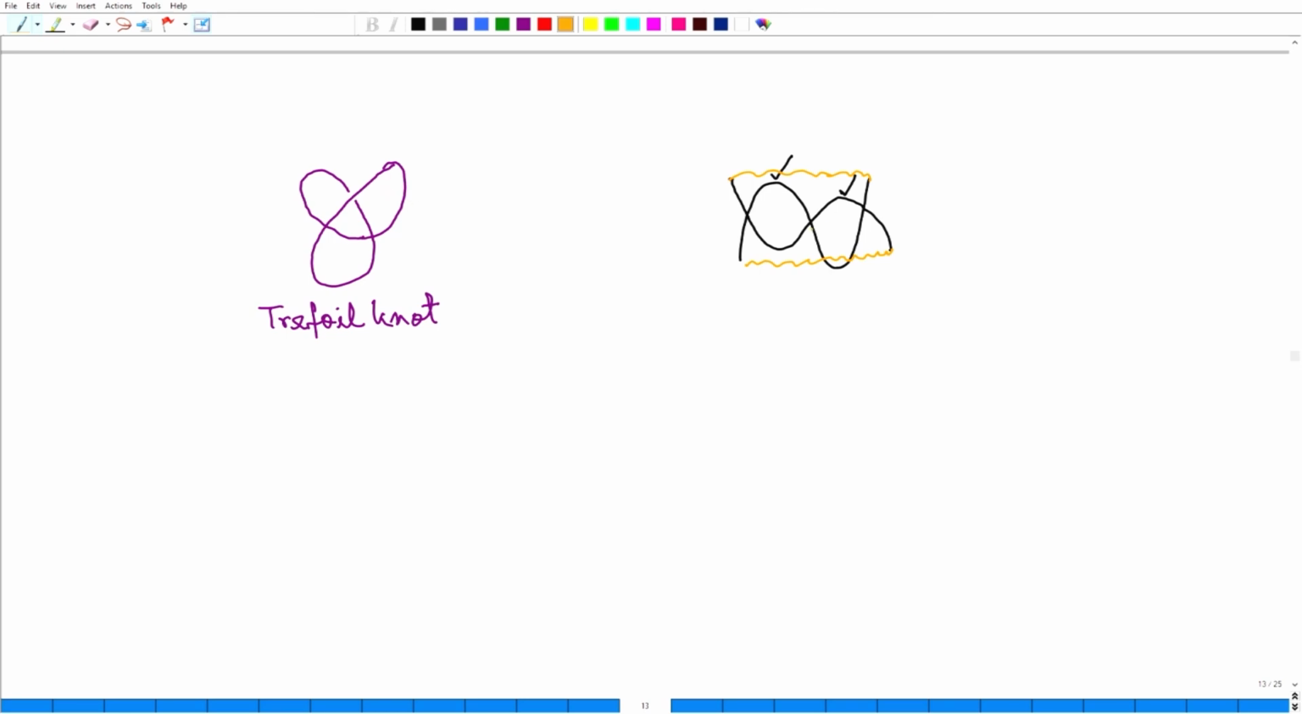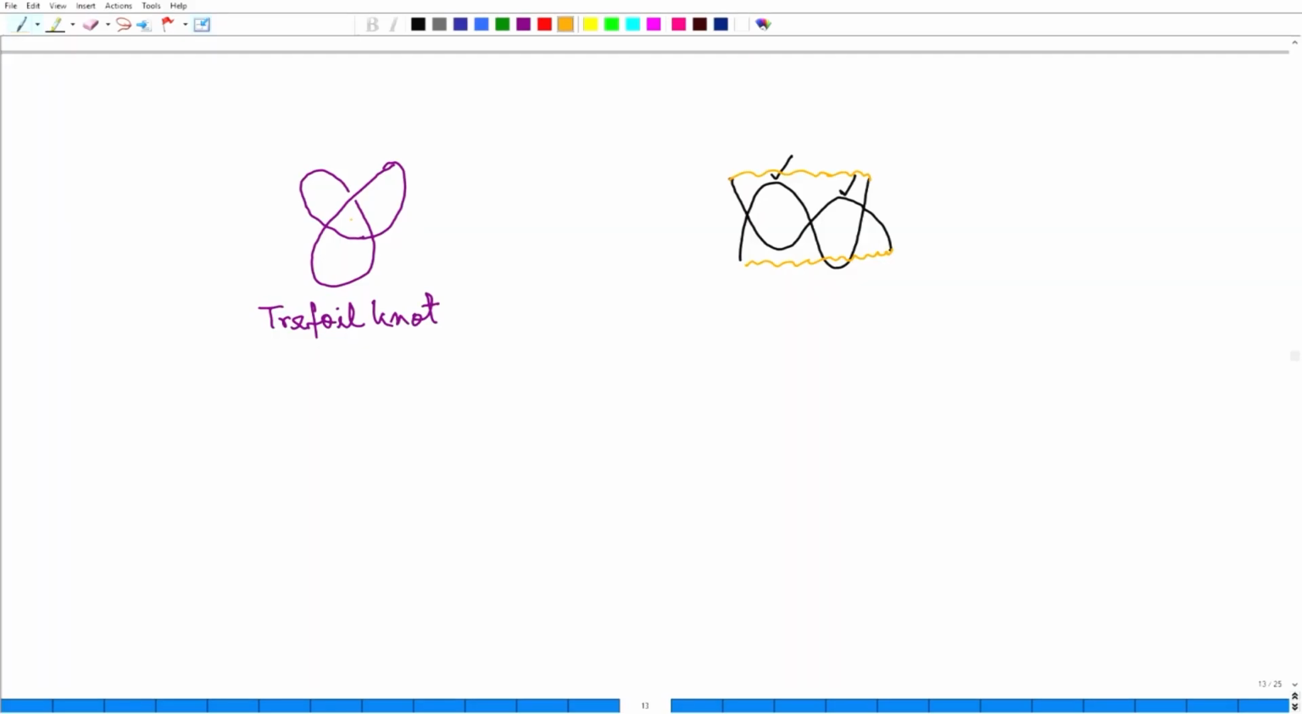It is kind of difficult to visualize, but if you do it at home with maybe 2 threads, 2 people doing it with 2 threads and all that, then you can understand how this one boils down to this trefoil knot.